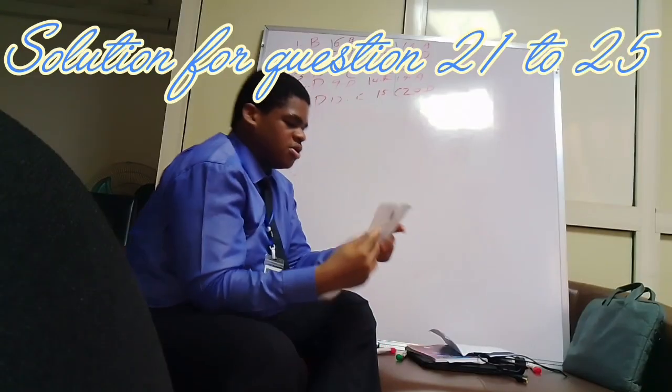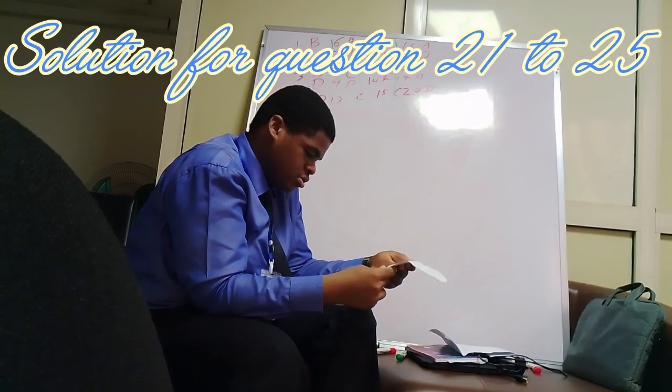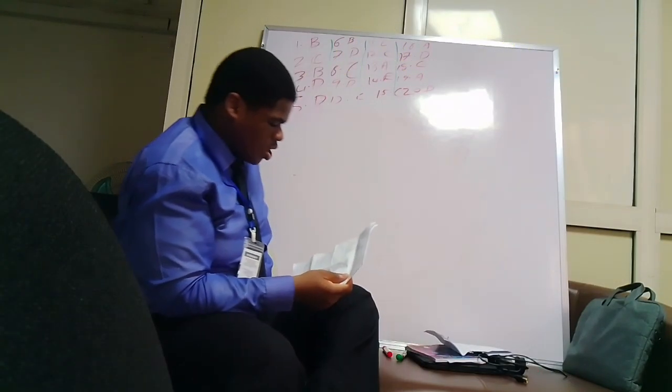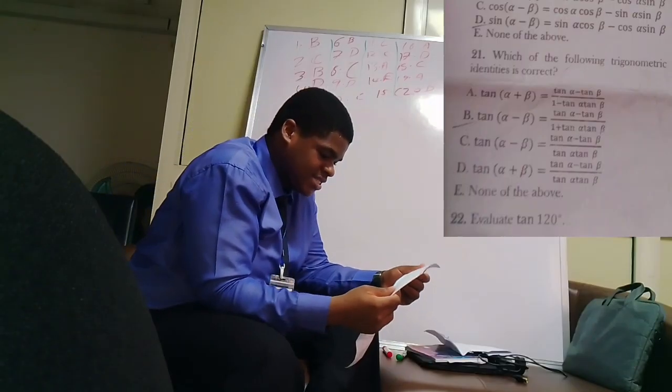Okay, welcome to the next question. We are going to solve question 21 to question 25. Question 21 says, which of the following trigonometric identities is correct?